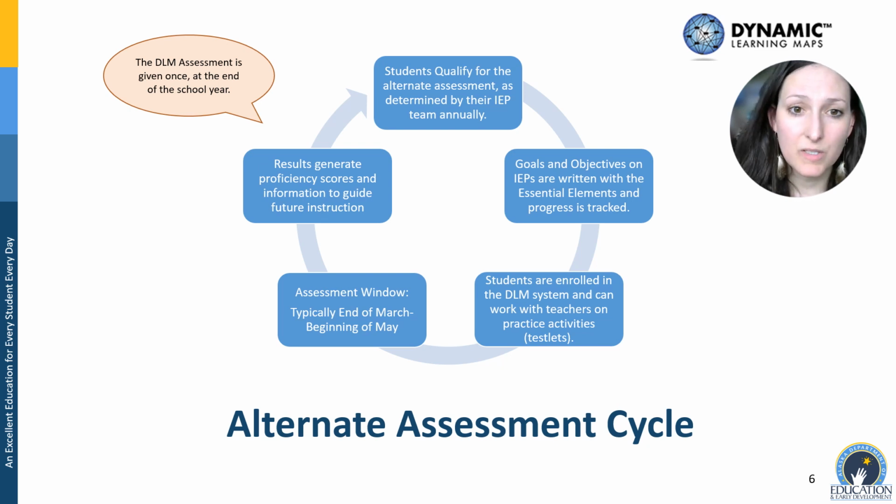The assessment window is typically the end of March through the beginning of May, and it varies. It's around 6 weeks long. Students can use as much time as they need within that assessment window, as long as they complete it within the assessment window. The results from the testlets then generate proficiency scores, and this information is used to help teachers and educators guide future instruction.